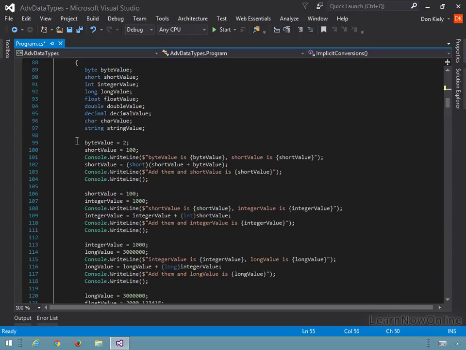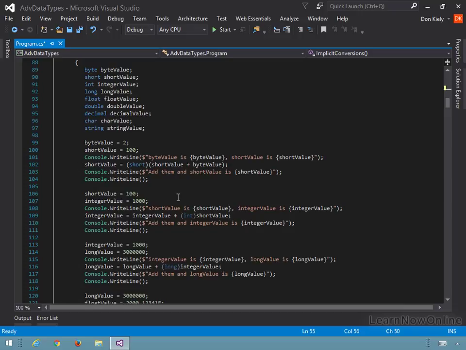In this first example, I'm assigning the byte value 2, the short value 100. I'm displaying those out, and then I'm adding the two together and converting it to a short value. So again, this is going to take that short, add it to the byte value, and then take that sum and convert it to a short and assign that to the short value.